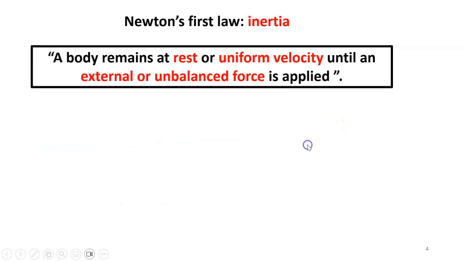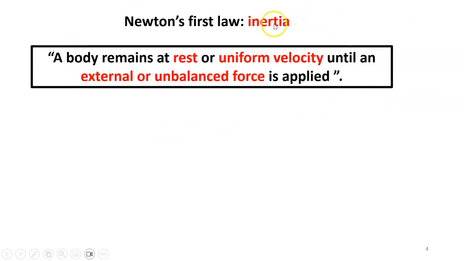If we start off then, we've got Newton's first law, which is inertia. Inertia basically refers to something being reluctant to change. If we look at this from a sporting point of view, or in terms of the definition of the law, a body will want to remain at rest, it doesn't want to change, or at uniform velocity, if it's moving, it wants to stay at the same speed until an external or unbalanced force is applied. So that's what we have to know. Inertia is the reluctance to change.